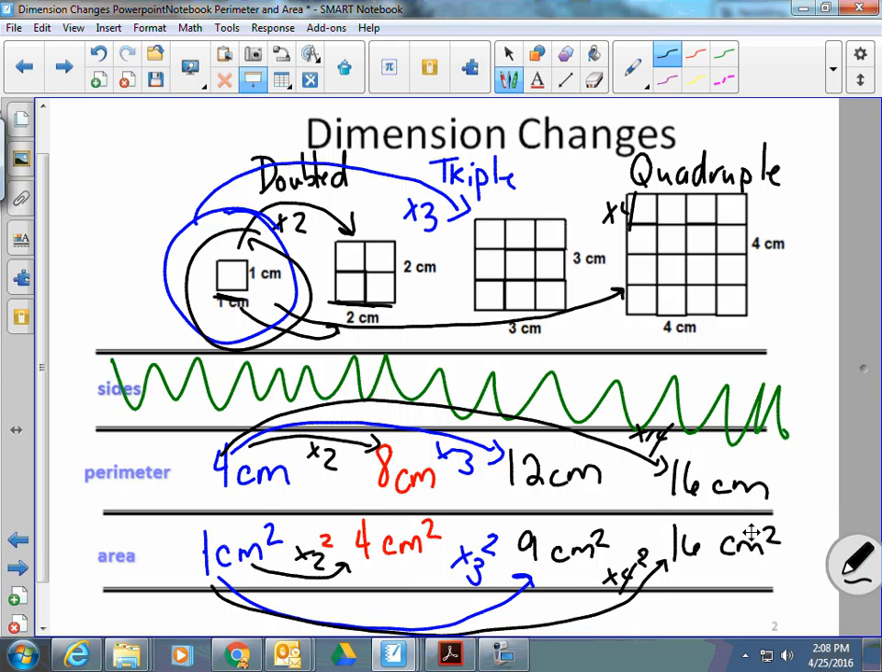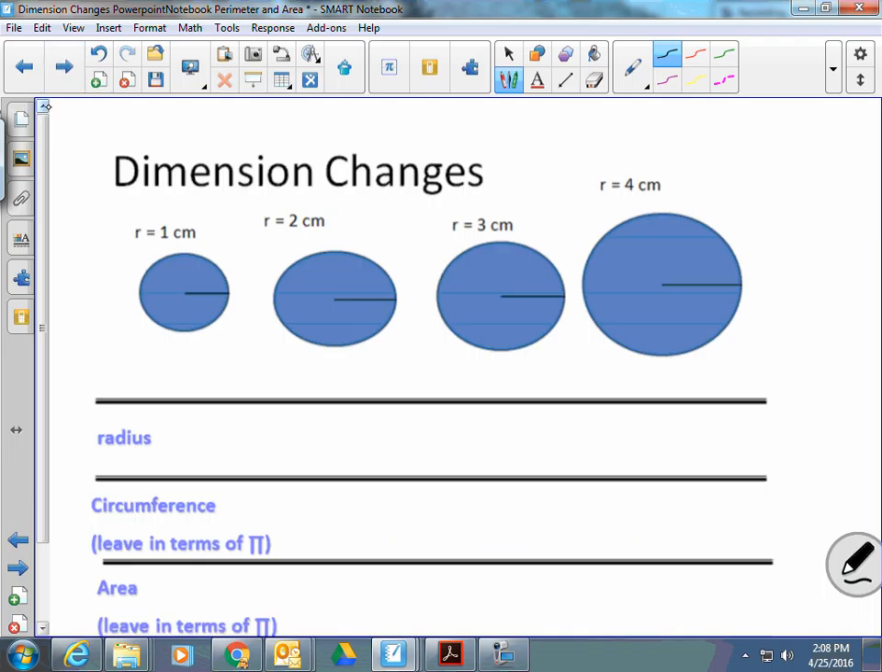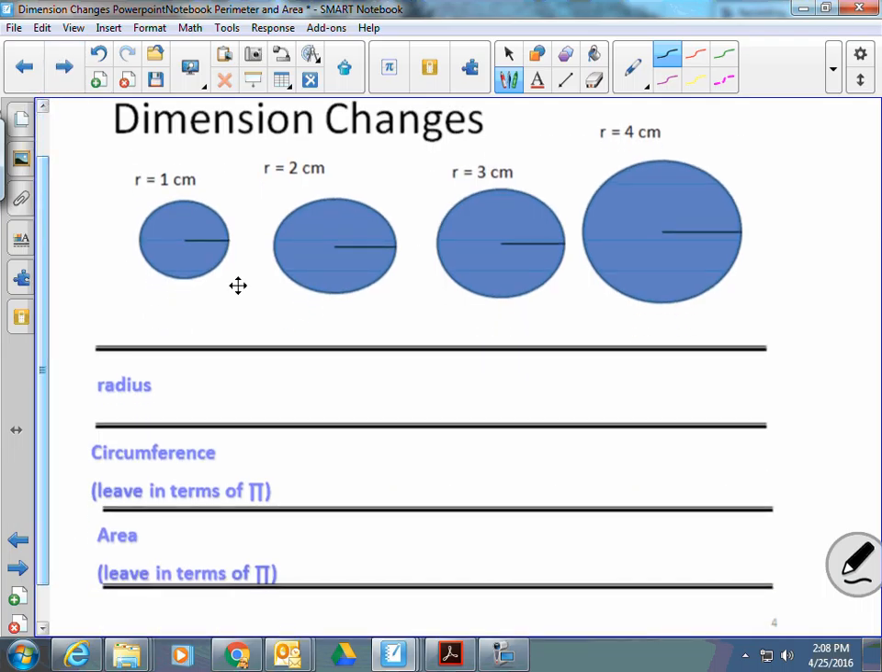Are we okay? So if we're talking about perimeter, then it's just whatever the dimension changes. But if we're talking about area, we have to square it. So my next question to you would be this. Can you do this with circles too? What would be the dimension for circles? Because circles don't have sides, do they? They have radii. The radius is the dimension.